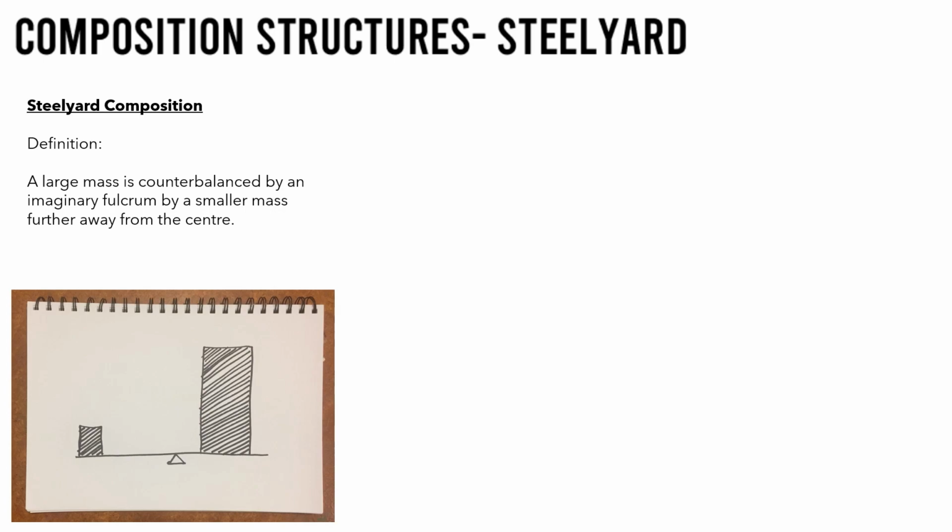Okay, let's talk Steelyard composition. So steelyard composition is a large mass counterbalanced by an imaginary fulcrum by a smaller mass further away from the centre. So if you take a look at my diagram here, you can see how we've got a slightly bigger rectangular area on the right, and then on the left is slightly smaller. And I have some examples for you.